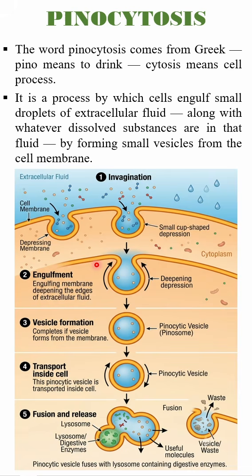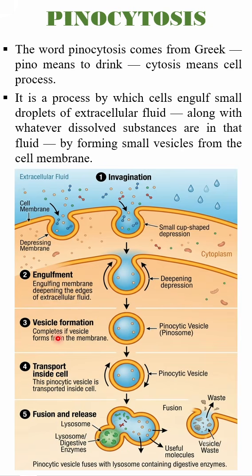Next, the pocket becomes deeper and surrounds the extracellular fluid. Remember, the cell is not selecting specific molecules here. It is simply taking in whatever is dissolved in that fluid: water, nutrients, and small molecules. So at this stage, the cell is basically saying, let me swallow these small droplets.